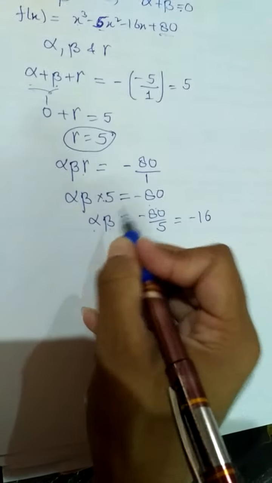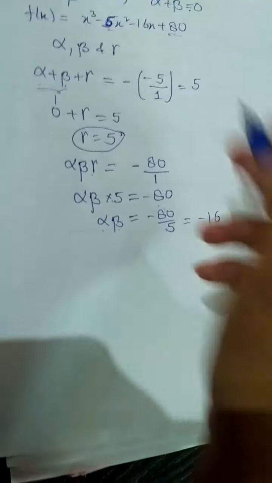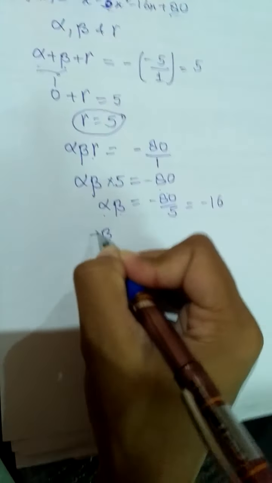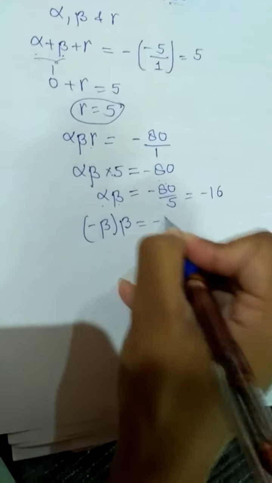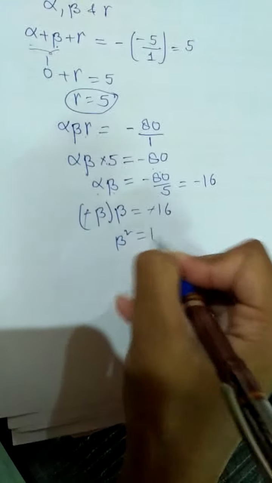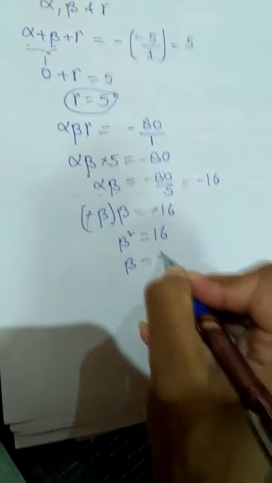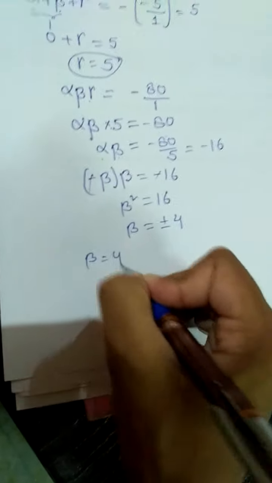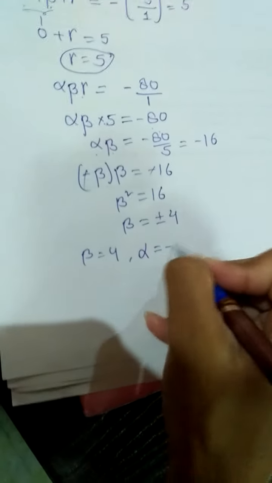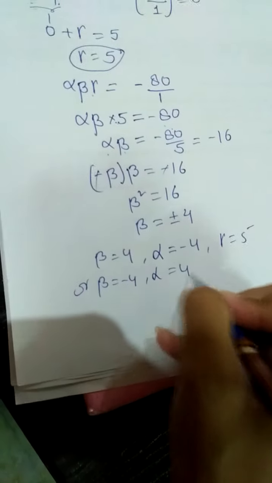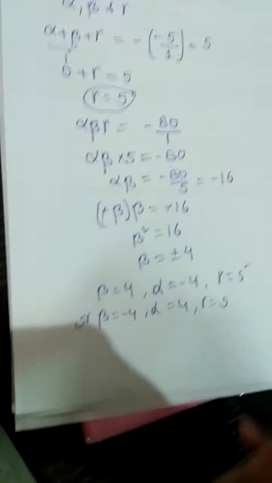Now alpha plus beta is equal to 0, that means alpha is minus beta. If I write alpha equal to minus beta, then minus beta into beta is minus 16, and negative negative cancel out, so beta square is 16 and beta is plus minus 4. So if beta is 4, then alpha should be negative of 4 and gamma is 5. Or if beta is negative of 4, alpha is 4 and gamma remains the same, 5.